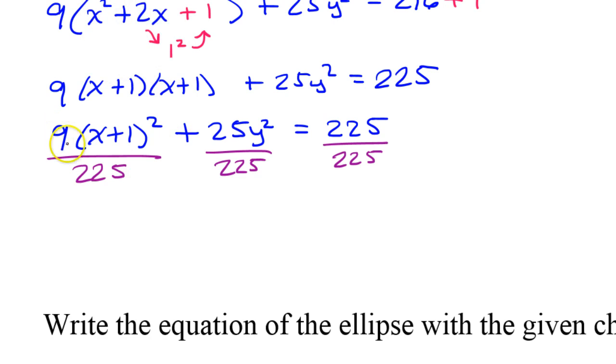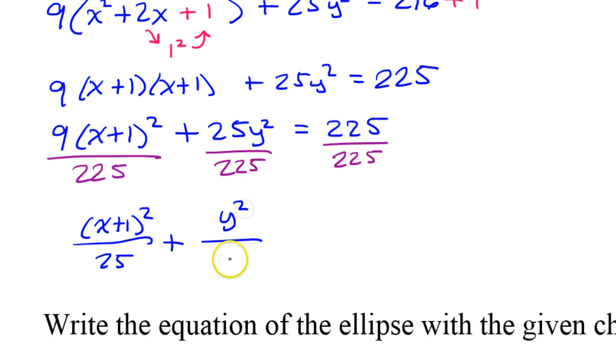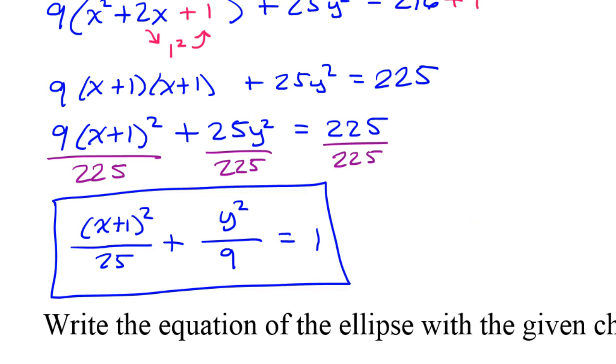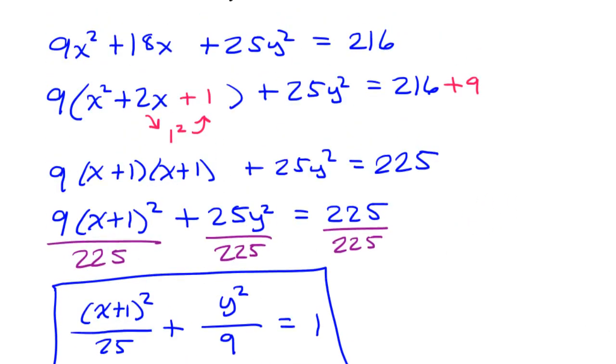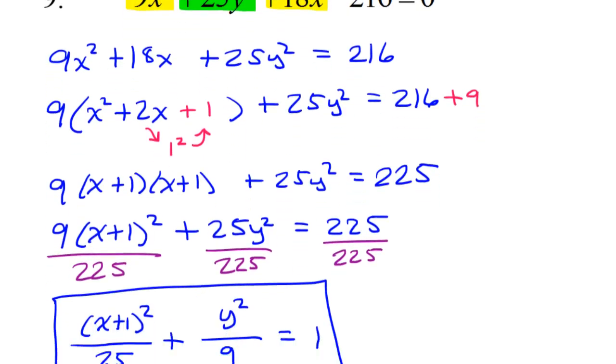Alright, so essentially I need to reduce these fractions. 9 goes into 225 25 times. So this is going to be x plus 1 squared over 25. 25 goes into 225 9 times. So I will just have y squared over 9 when you reduce this fraction. And of course this equals 1. So that's it. That's the standard form equation of the ellipse for problem number 9.